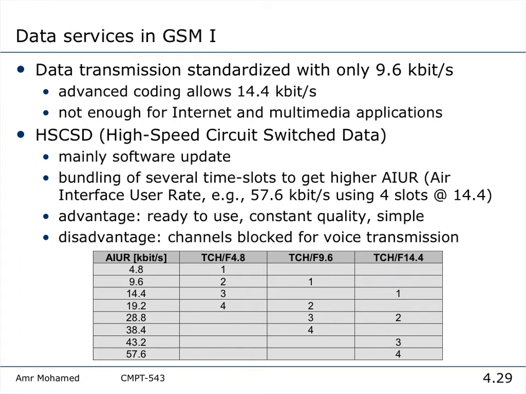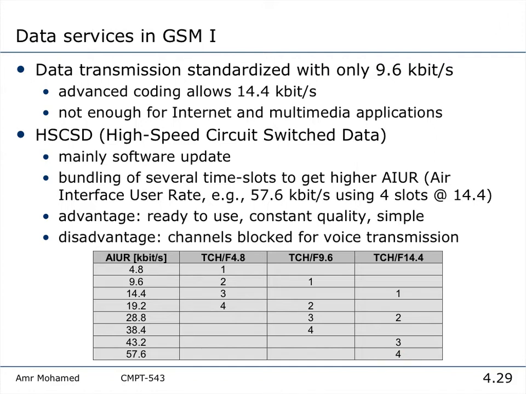Okay? So by bundling all these channels together, you can increase the data rates. As you can see here, the maximum bit rate that you can achieve is 57.6. So instead of 9.6, I can achieve 57.6 kilobits per second, which is not drastic, but it's a good expansion. In fact, this can be achieved by using 4 time slots in a super frame by one mobile station.